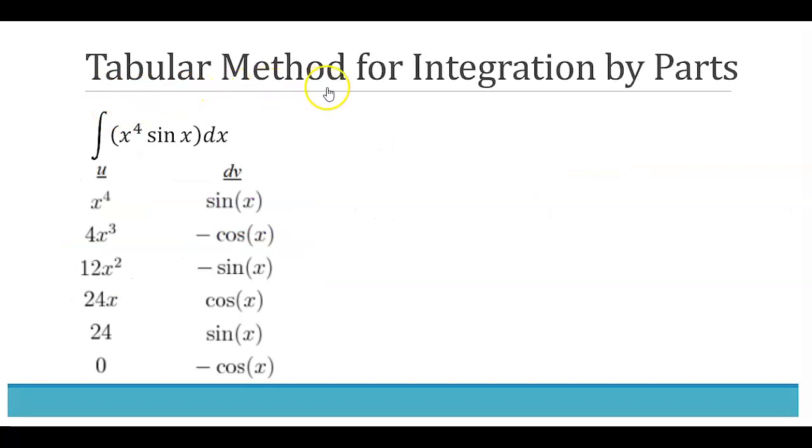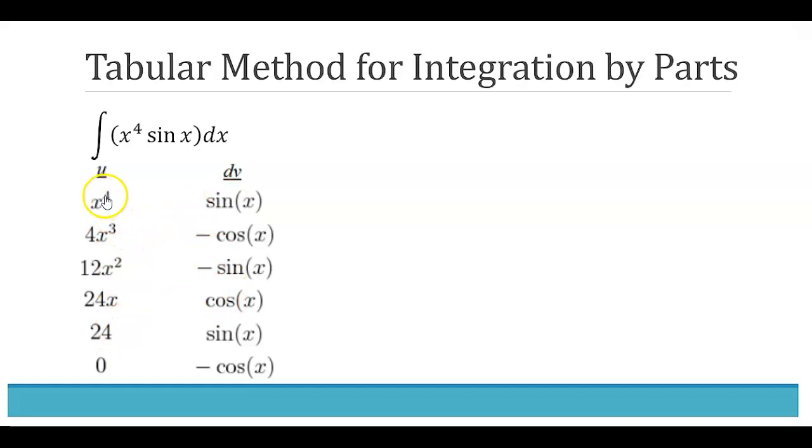Now we have the tabular method for integration by parts. When trying to evaluate the integral of x to the fourth sine x dx, this is going to require multiple integration by parts. So the strategy is we still have to pick a u and a dv. Our u is x to the fourth and our dv is sine x. And we make sure to put those on the same line horizontally. I apologize for these being kind of blurry.